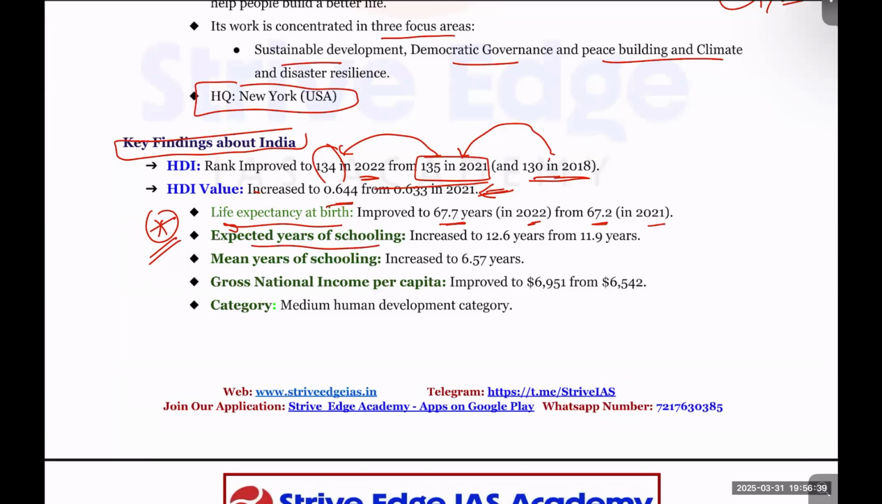Expected years of schooling has increased to 12.6. Mean years of schooling has increased to 6.5. Gross national income has increased to 6,951. Right? What is the category that India falls in? It falls in the medium human development index category.